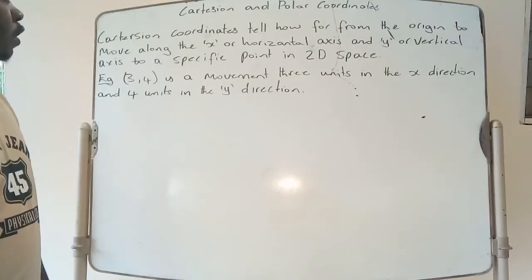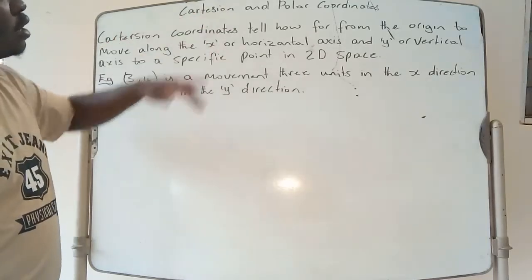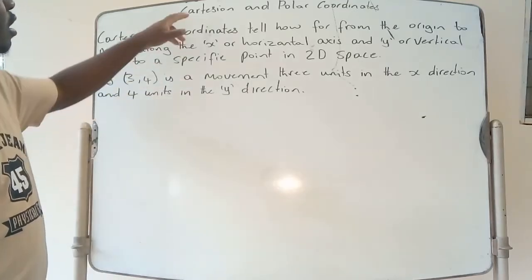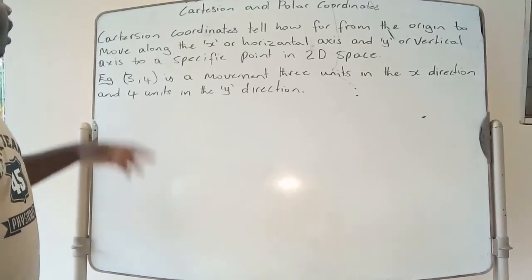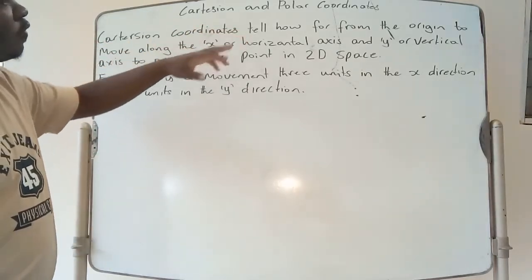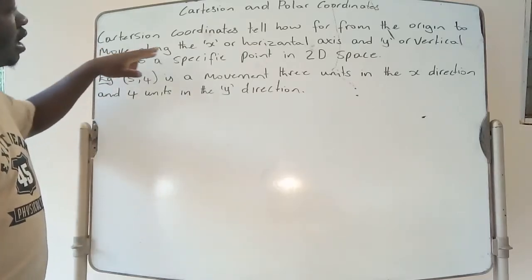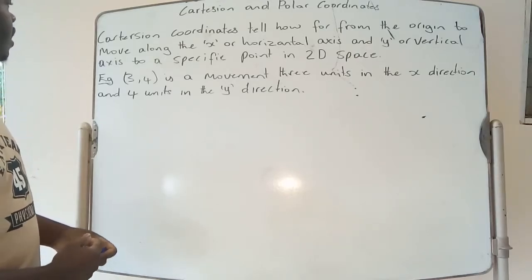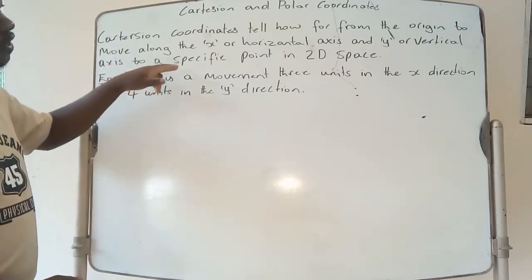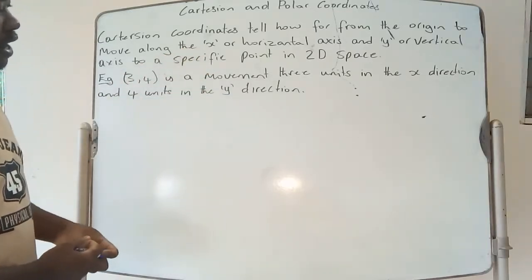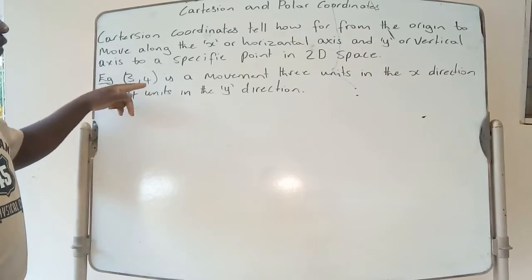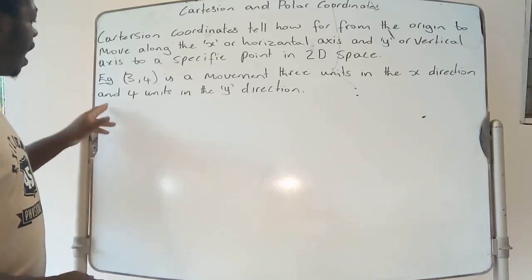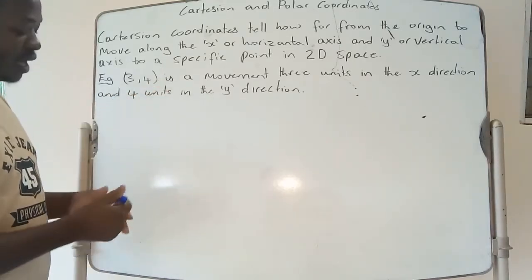In this video, our focus is Cartesian and polar coordinates. But you may ask, what are Cartesian coordinates? Cartesian coordinates tell how far from the origin to move along the x, or horizontal, axis and the y, or vertical, axis to a specific point in two-dimensional space, right? Example, (3, 4) is a movement of 3 units in the x direction and 4 units in the y direction.